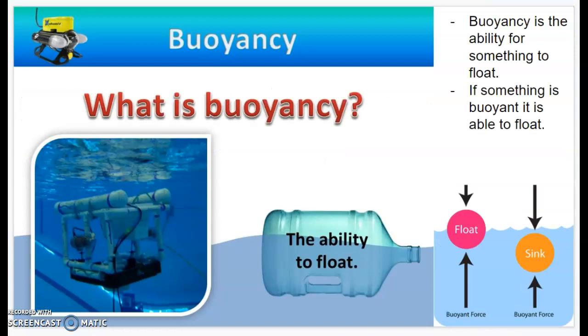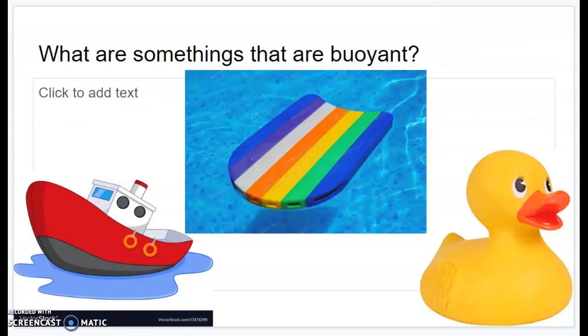Okay, so what is buoyancy? Buoyancy is the ability for something to float. And if I describe something as buoyant, I'm saying that it is able to float. Okay, so we can see over here that this has a large buoyant force which allows it to float. This one has a small one, so it's sinking. So we know which things float. There's things like plastic bottles and stuff like this. This is a camera that was made to go underwater to start looking at deeper ocean kind of things.